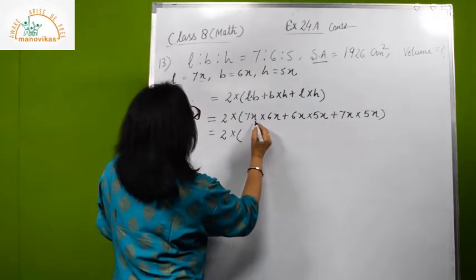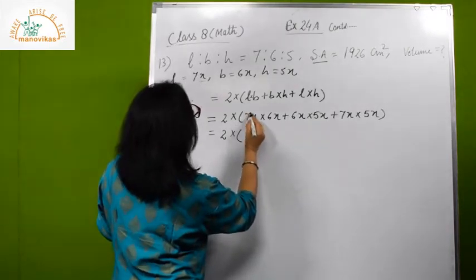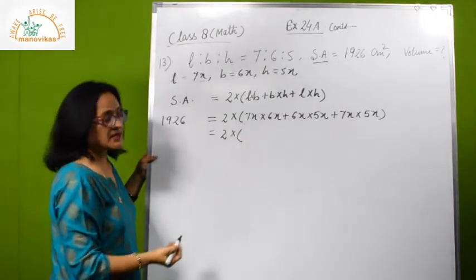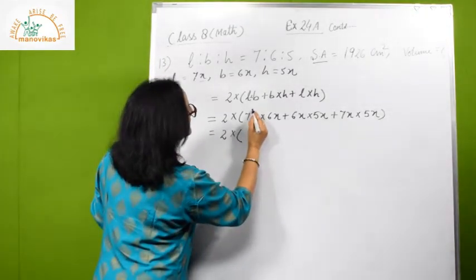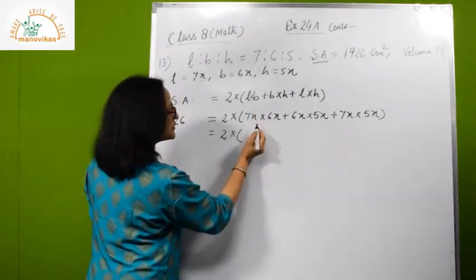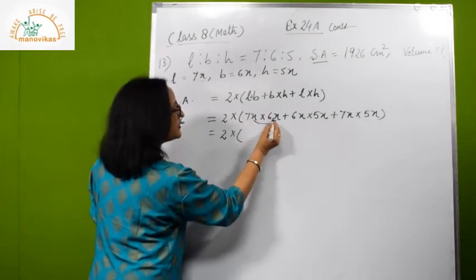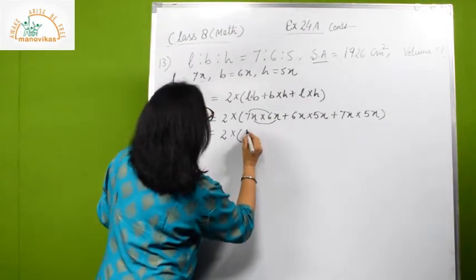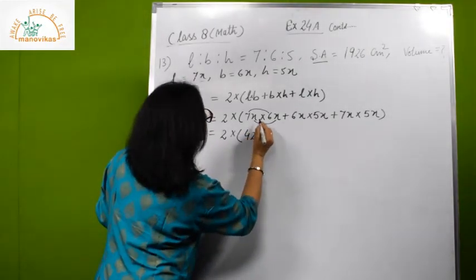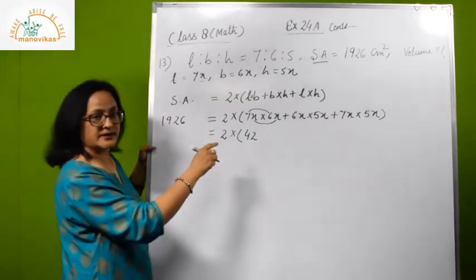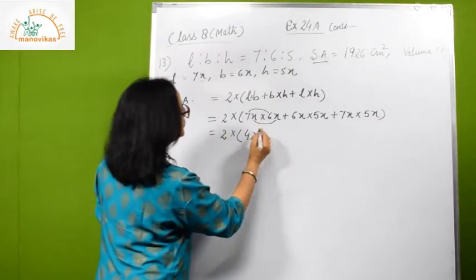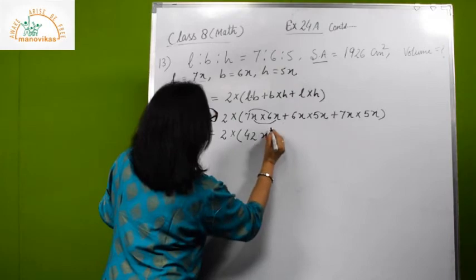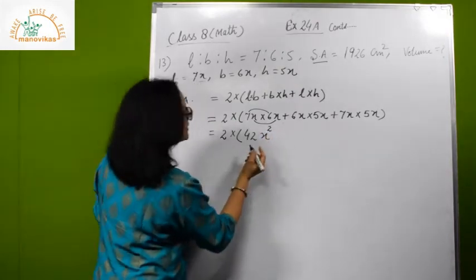See here, I want to mention one thing. When you multiply these 7x and 6x, you multiply the constants together as well as the variables. So 7 6s are 42 and x into x. Here you have to note that x and x also you have to multiply, that becomes x square.